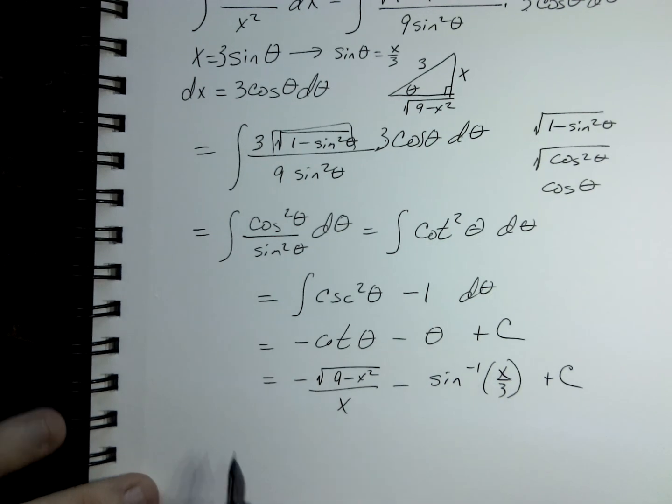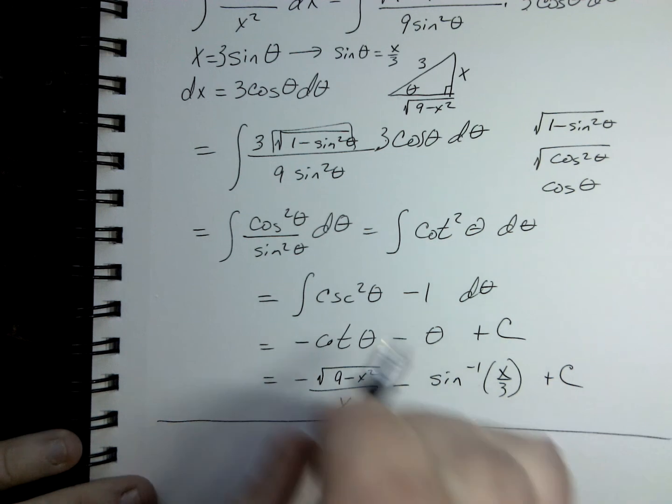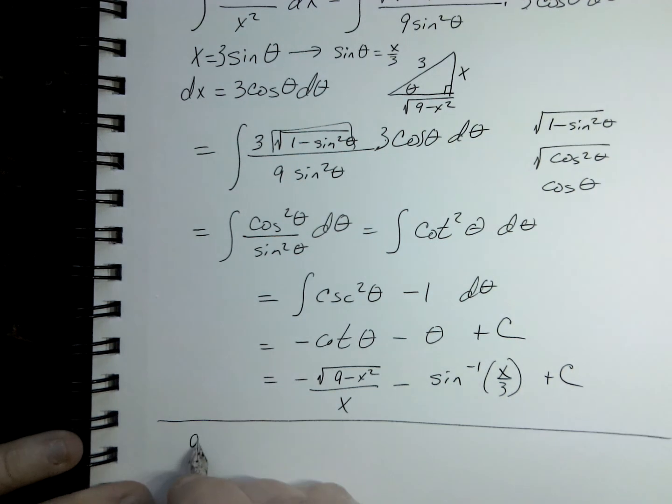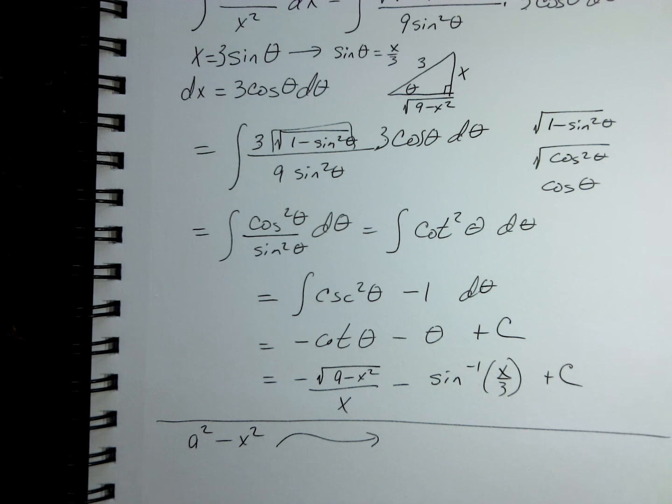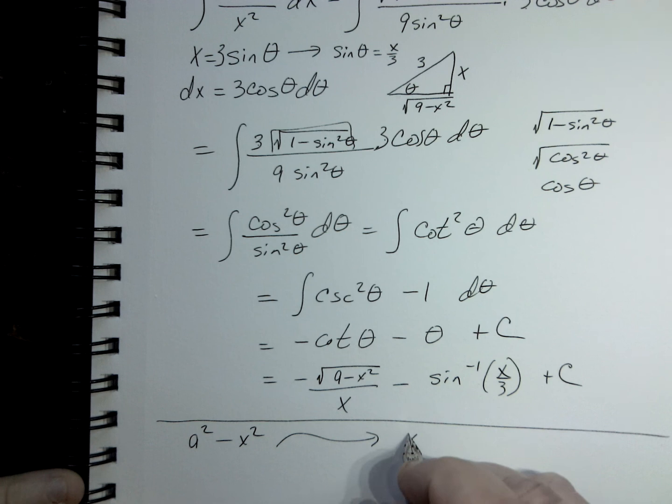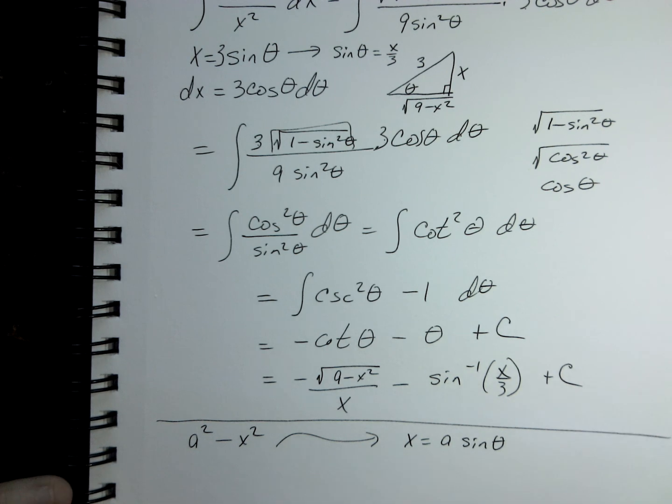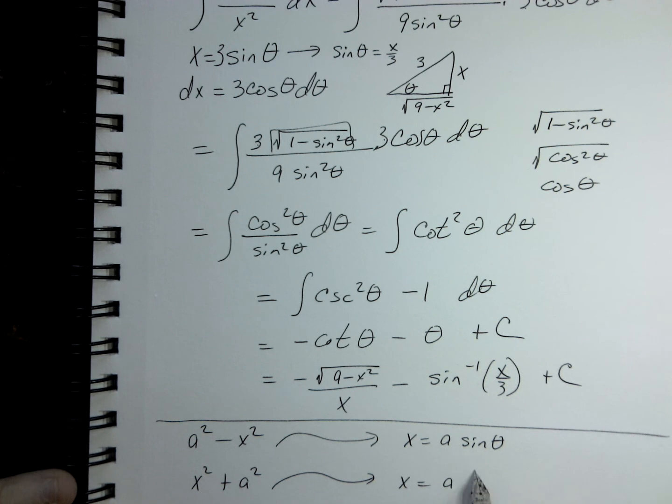Now, other substitutions we can do. This one was basically we had an a squared minus an x squared, so we were able to use the sine squared plus cosine squared equals 1 deal. So I would let x equal a times sine theta. Other possibilities: if I had an x squared plus an a squared, here I'm going to let x equal a tan theta.